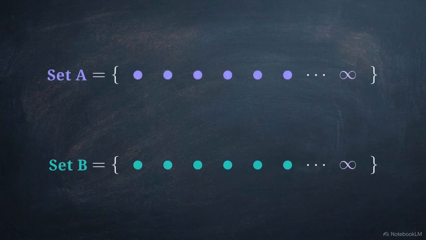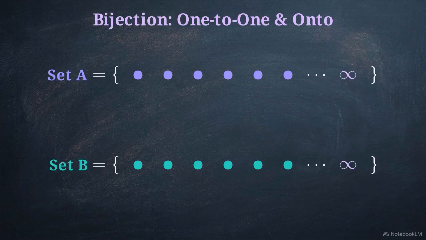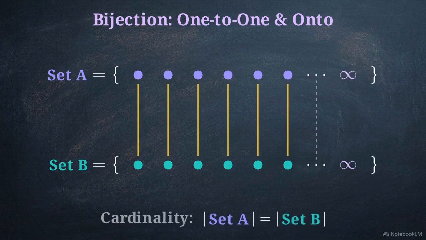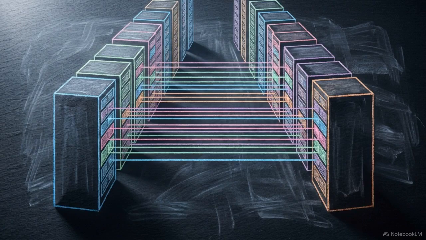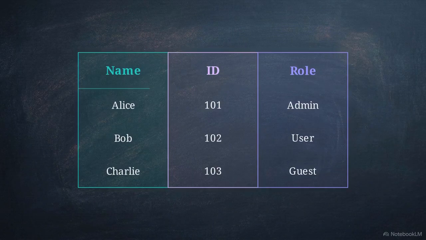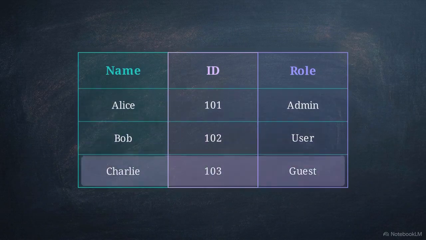This is how mathematicians compare infinite sets. If a bijection can be established between them, we can prove those sets share the exact same cardinality or size. Bijectivity provides a standard for structural equivalence, allowing us to match massive datasets where manual verification is impossible. We can now return to the structure of a digital table. In this context, a database is just a visual representation of these mathematical sets.